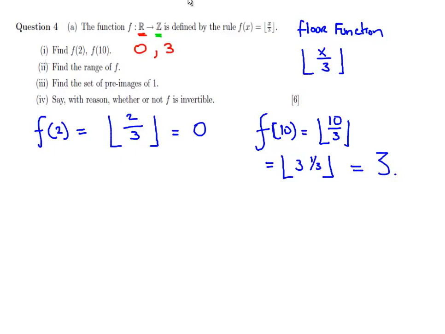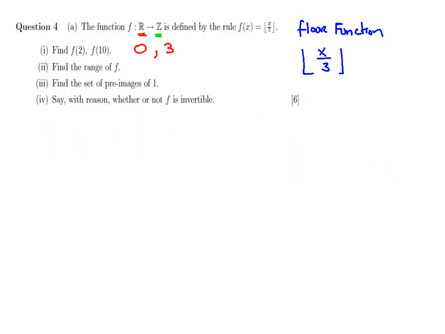Okay, so I'm just going to pause now and we'll do the second one. Find the range of f. Well, we have the codomain there. It's any integer value. The output of floor functions are always integers. But in the context of this, is there anything else? Let's come up with some examples here.